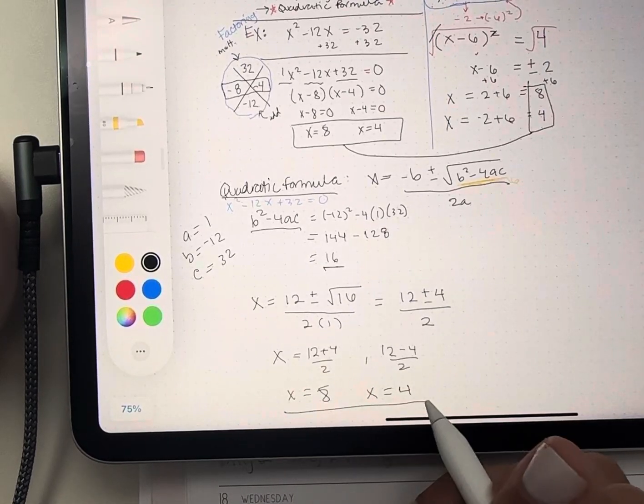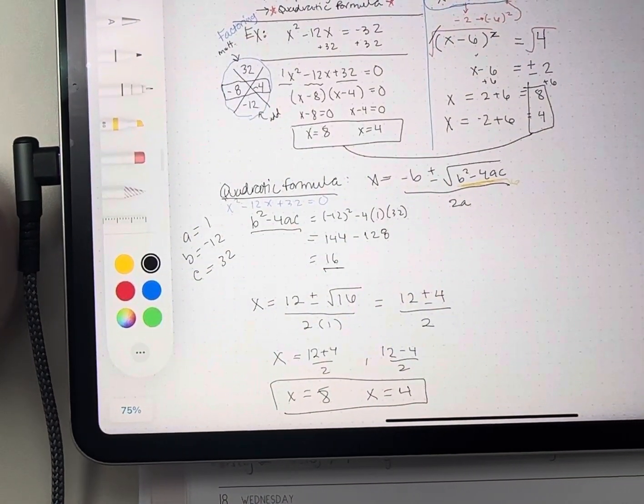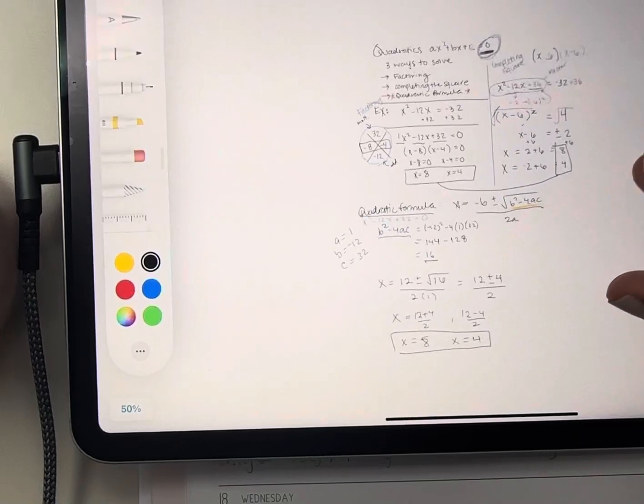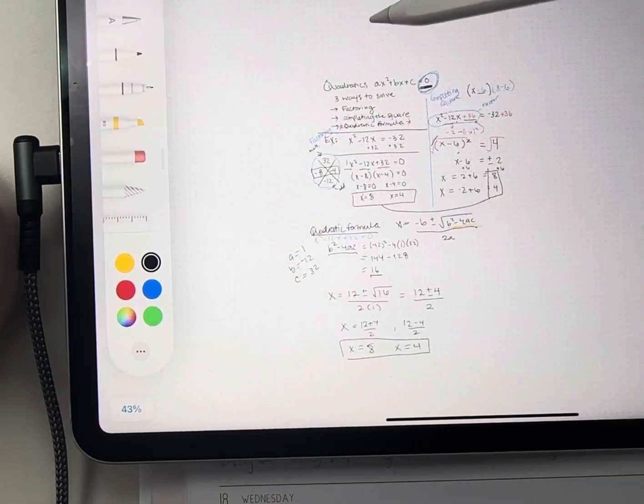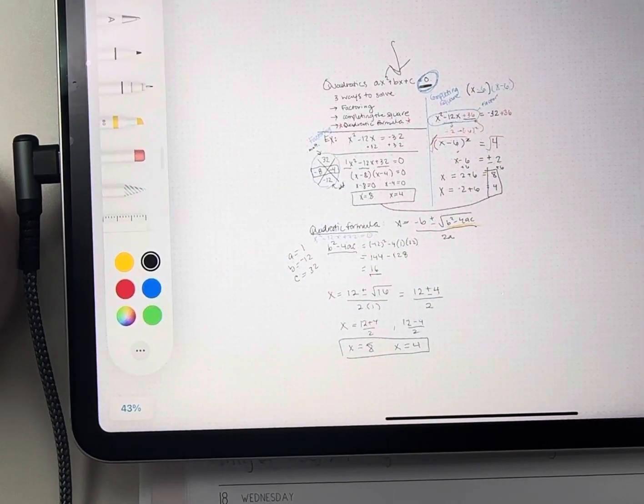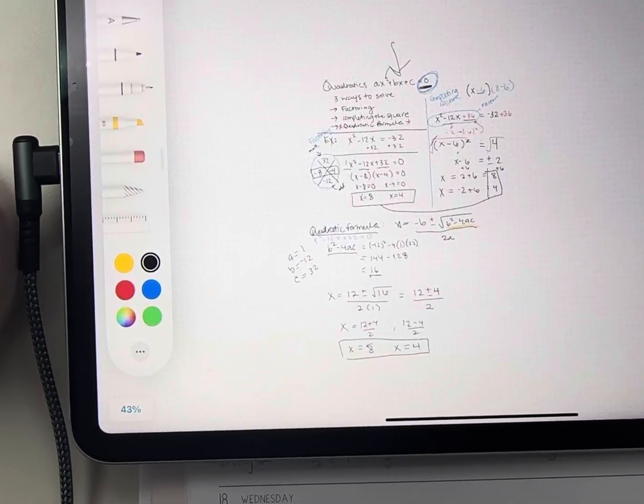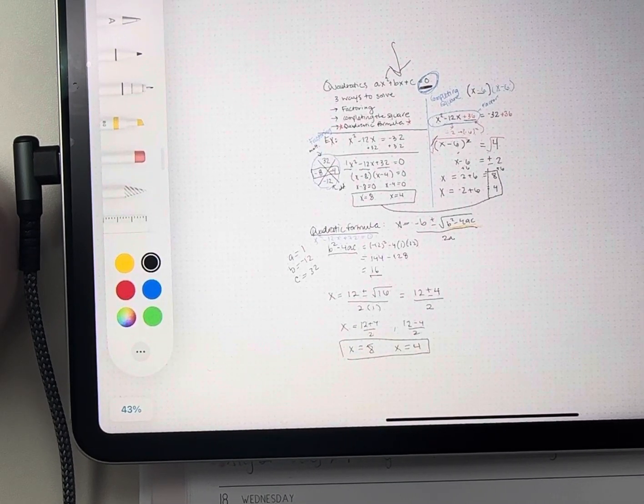Holy moly, look at that. The same 2 answers. This is just 3 different ways of solving these quadratic bad boys, okay? That's it. I hope that helps. Please ask me more and more questions if it doesn't.